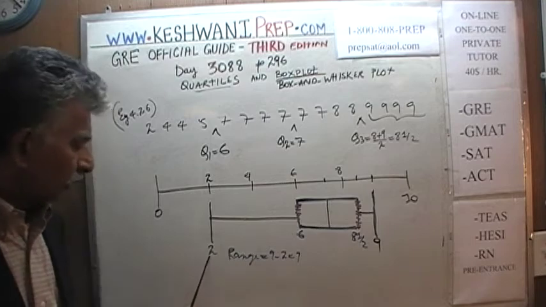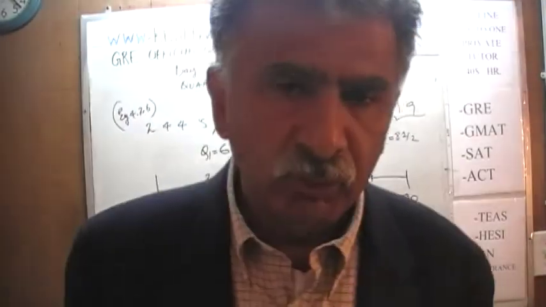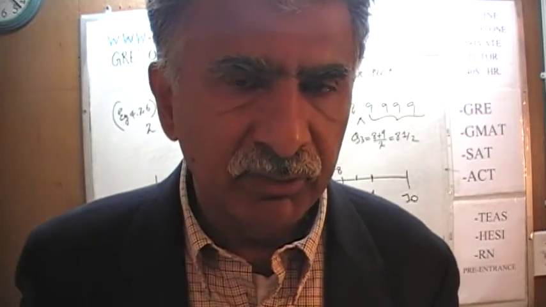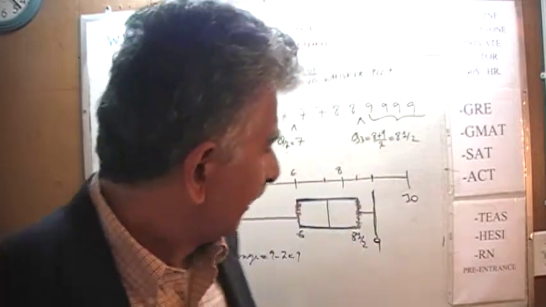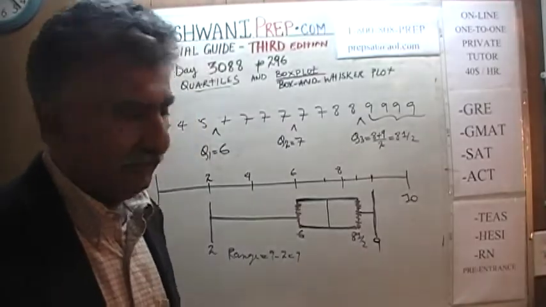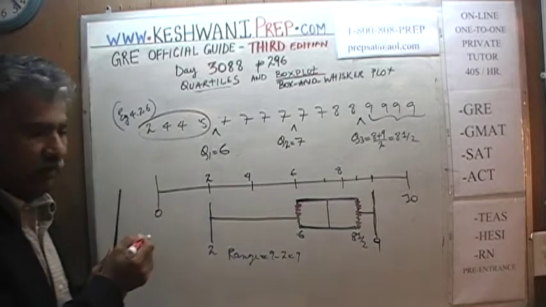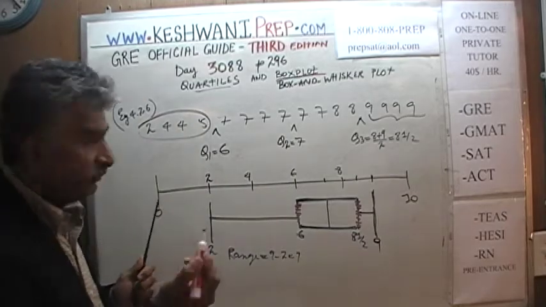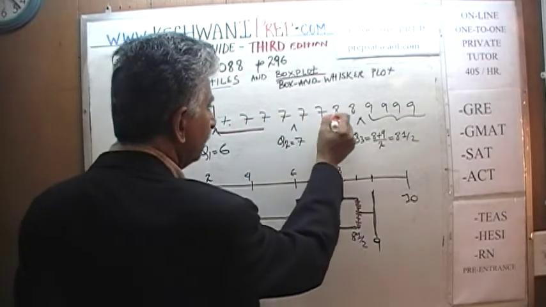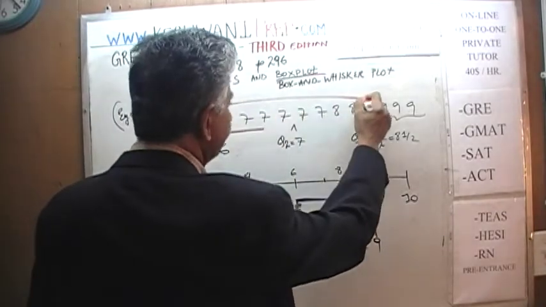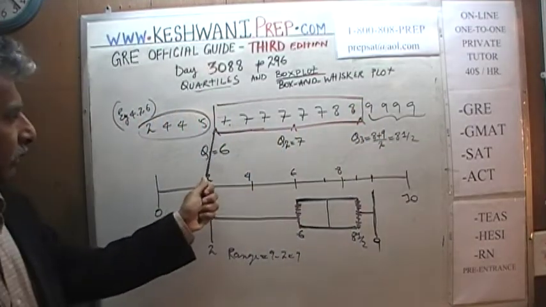So the scale, the lowest score is 2, the highest score is 9, and despite the fact that the lowest score was only 2 and the highest score is 9 with a range of 7, 50% of the observations in this data set fell between 6 and 8.5. As you can clearly see here, this is the bottom 25%, and then the middle 50% is right here. 1, 2, 3, 4 here, and 1, 2, 3, 4 right here. That's your middle 50%.